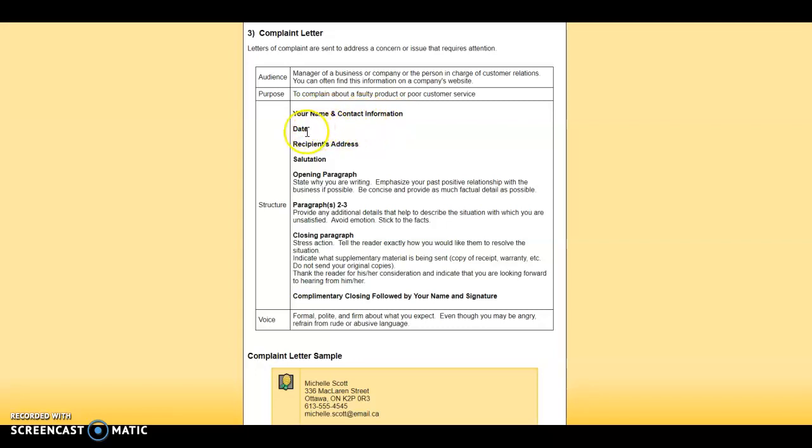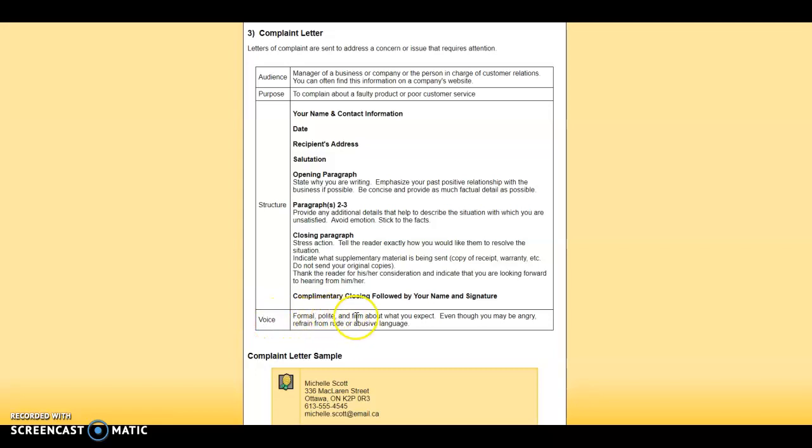You've got your name and contact information, your date, your recipient's address, the salutation, your opening paragraph where, again, it's most important to state why you are writing the letter. You've got 2 or 3 body paragraphs where you're going to further explain the situation and what the problem is. And then you've got a closing paragraph where, again, you're going to stress action. You're going to encourage the person you're writing to do something to fix the problem.